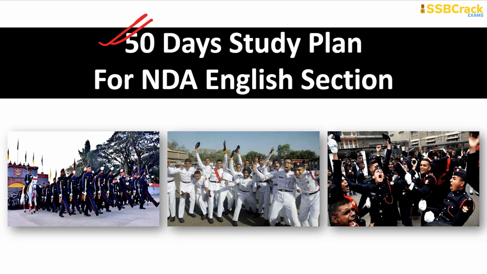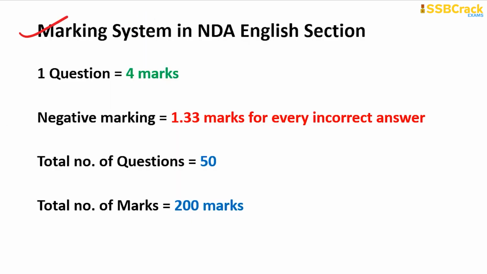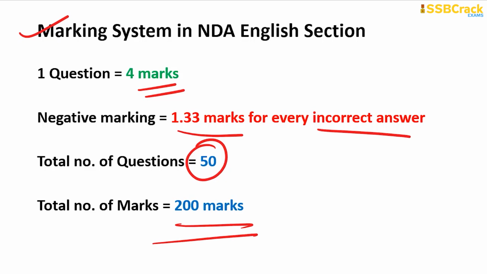So we will first look into the marking system in the NDA English section quickly. If you answer any question correctly, you'll score 4 marks. If you answer any question incorrectly, you'll lose 1.33 marks for every incorrect answer. The total number of questions in NDA English will be 50 and the total marks your NDA English section will carry will be around 200. That's a lot of marks, right?